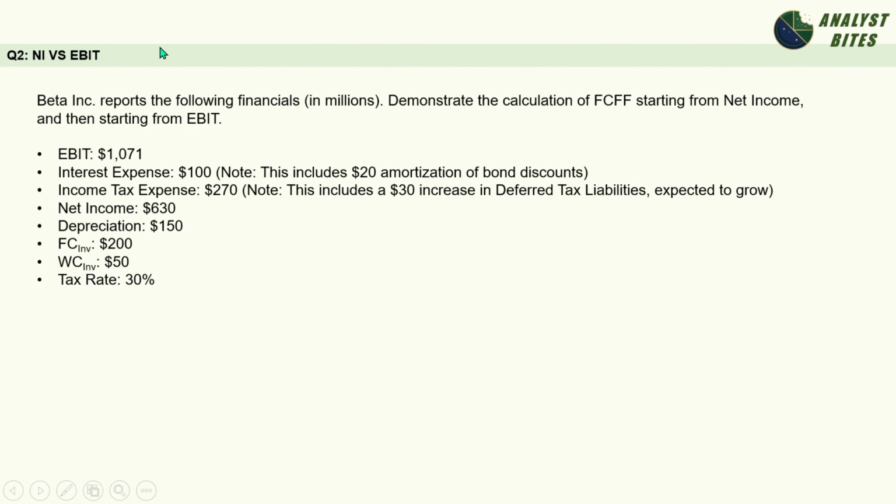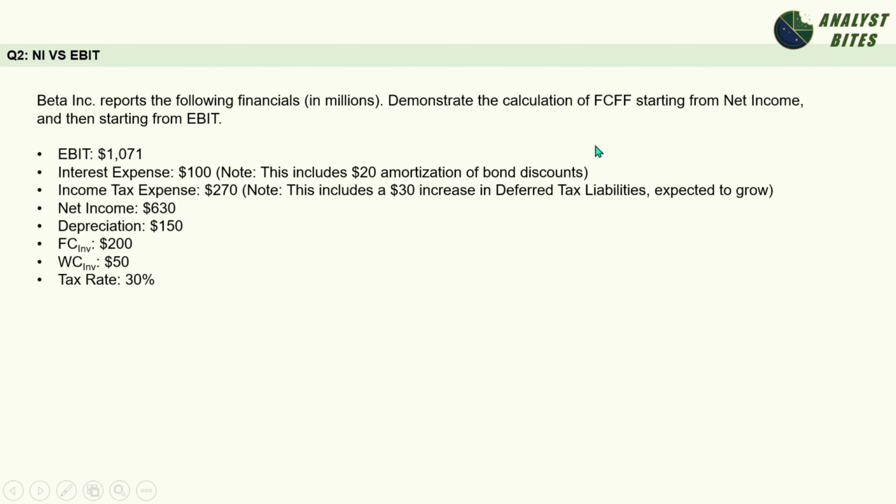Moving on to question 2. This one asks us to calculate FCFF starting from both net income and EBIT. This is a tailor-made drill for the waterfall rule we just covered. Look at the data. Besides the standard depreciation, those two easily ignored little NCC ghosts popped up again.